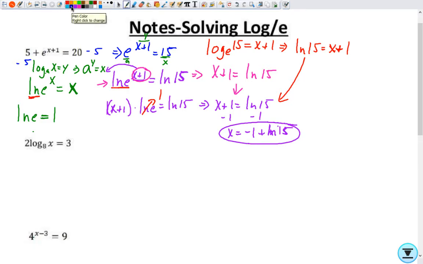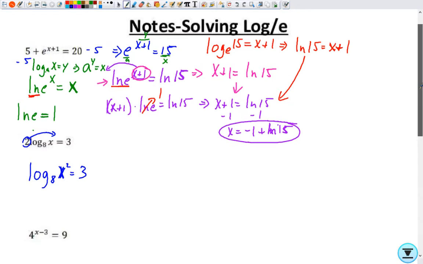Okay, so the easiest thing to do is changing it from its log to its exponential form. But before we can do that, we have to deal with this 2. So we use the power property to move it. Okay, so we get log base 8 of x squared equals 3. Okay, so nine times out of ten, if we've got a logarithm, we've got to condense everything first before we can move on to solving.